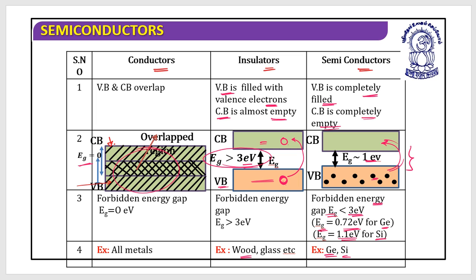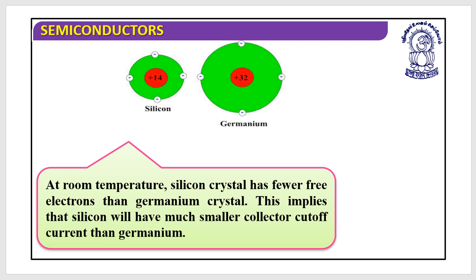Yes. Now when we discuss semiconductors, we have two elements: one is germanium, one is silicon. Let's discuss which one is preferred and why. Let's have a look. We have these two elements, silicon and germanium. Silicon has atomic number 14 and germanium has atomic number 32.